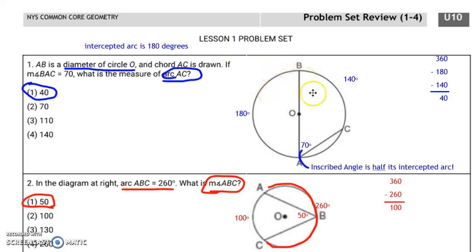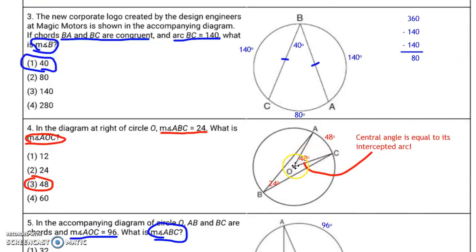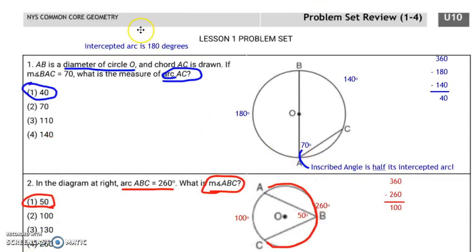Alright, these first several problems we're all talking about two different kinds of angles: inscribed angles, which are angles with the vertex on the edge of the circle, and central angles with the vertex in the center of the circle. In every case, we were able to figure out the different arcs that were intercepted. For example, in this case, this arc that was intercepted is 140, and this angle is 70, because an inscribed angle is half its intercepted arc.